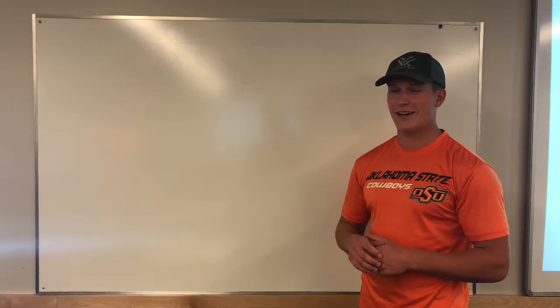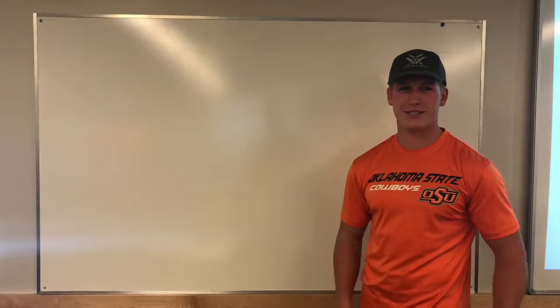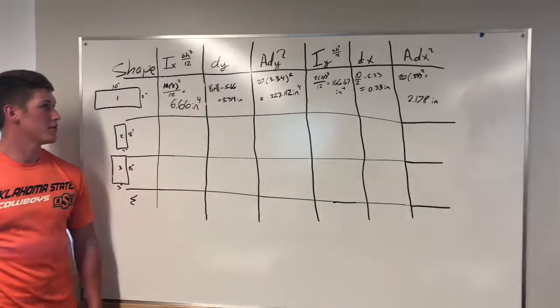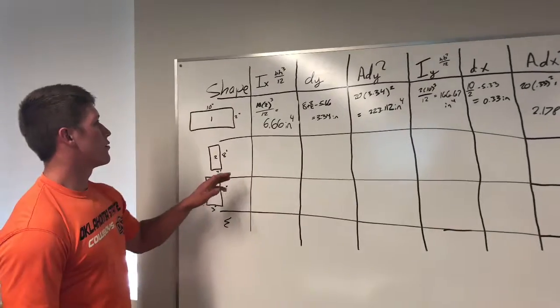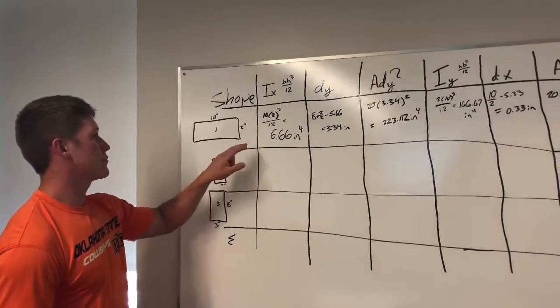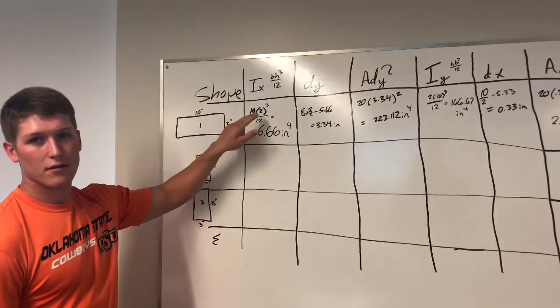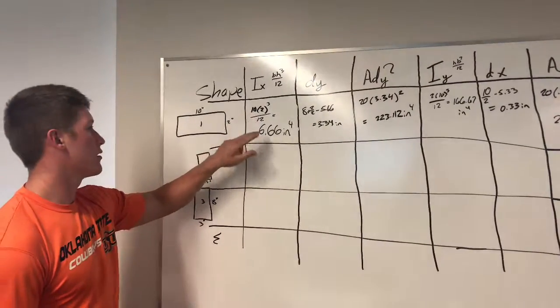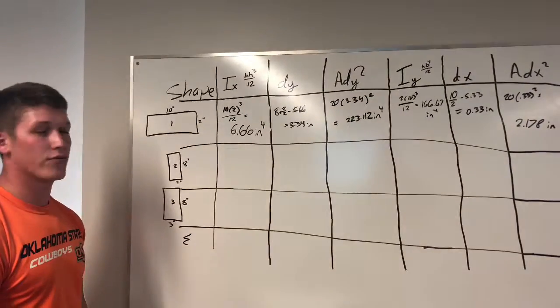Thanks, Jesse. Now we're going to solve for moment of inertia, now that we have the centroid, using the table method. So now that we have the first row done, we're going to go into it. For moment of inertia on the x-axis, we've got 10, the width, times 2, the height, to the third power, over 12. With that, we get 6.66 inches to the fourth.